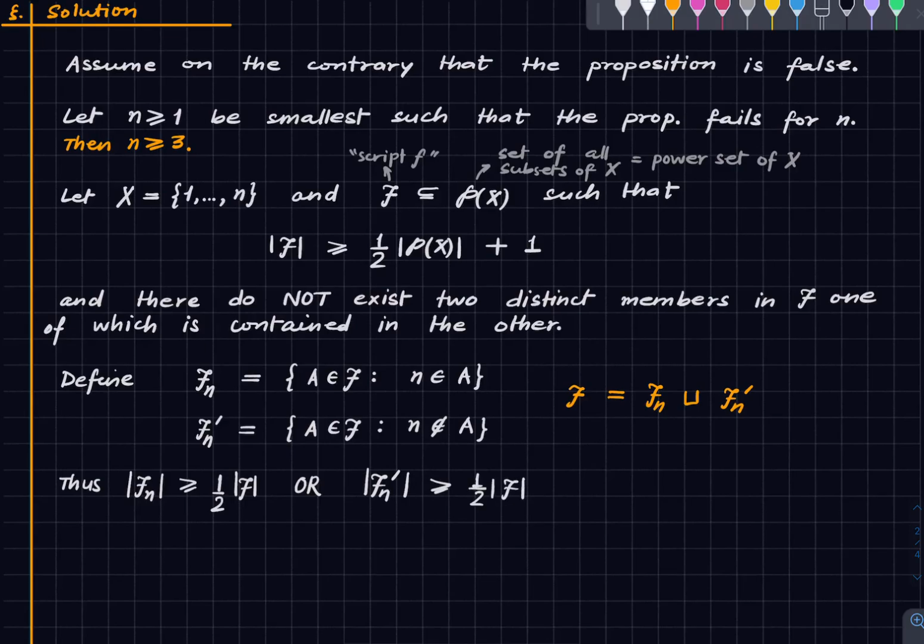It just follows from the orange thing. If two things partition your something, then the size of one of them should be at least half of the size of the whole thing. Both can happen simultaneously when the sizes will be exactly half, but at least one of these things must happen. Okay, so now we will make two cases.